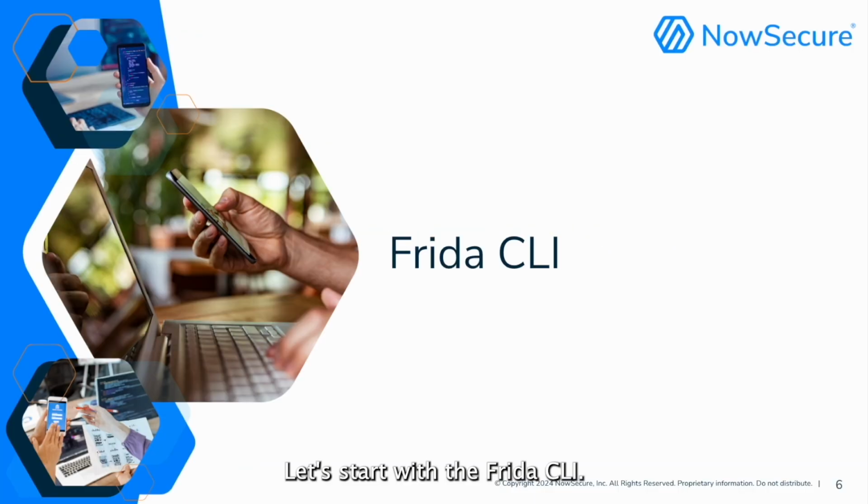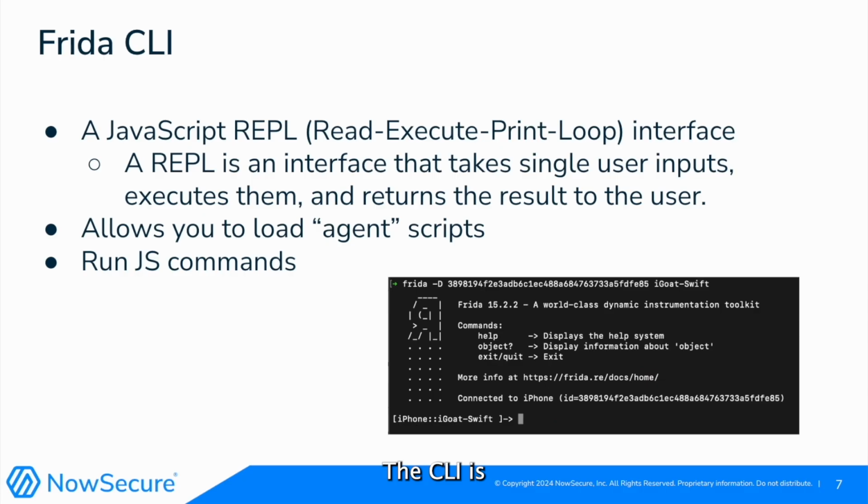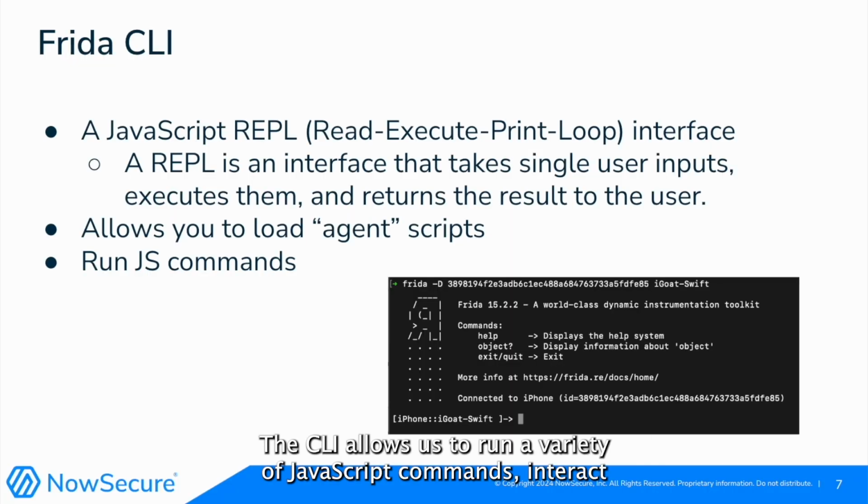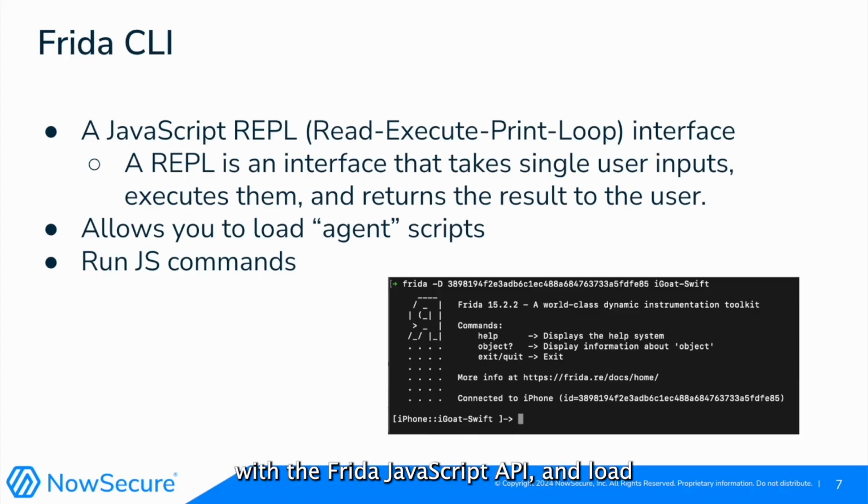Let's start with the Frida CLI. The CLI is what's known as a REPL, or a JavaScript read, execute, print, loop interface. Simply put, that means it takes single user inputs, runs them, and returns the results to you, the user. The CLI allows us to run a variety of JavaScript commands, interact with the Frida JavaScript API, and load various scripts.